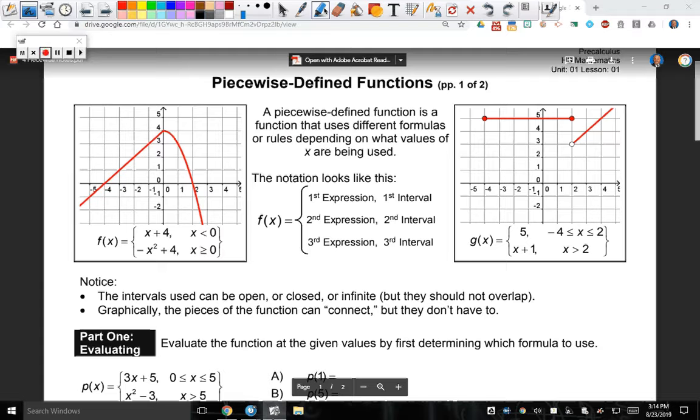So it says a piecewise defined function is a function that uses different formulas or rules, which would be right here, like here and here, depending on what values of x are being used. Here are the intervals, here are the intervals, and here are the intervals.